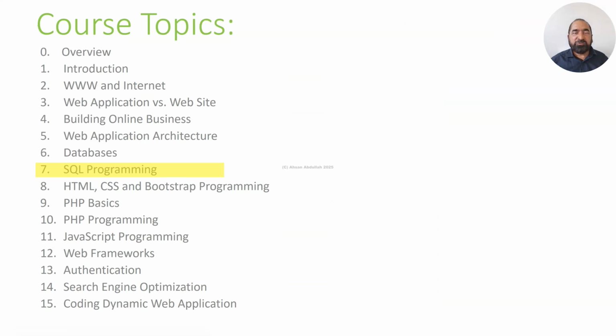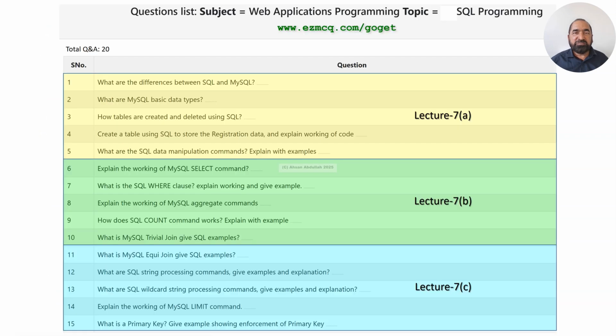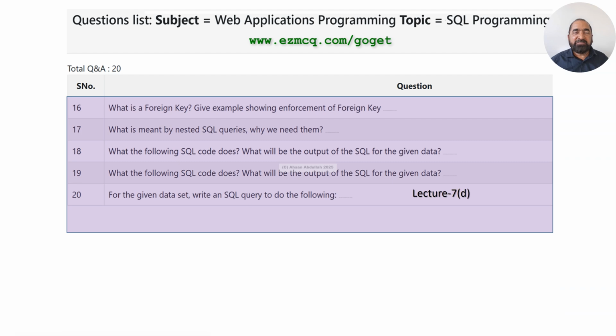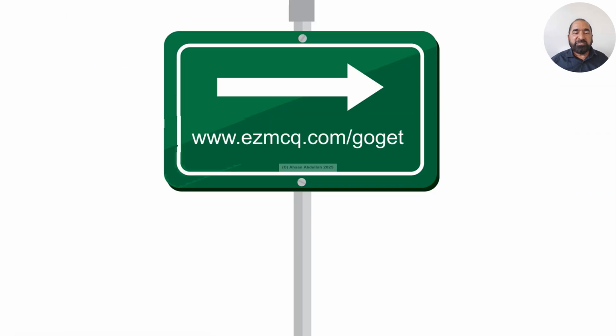So this is the list of topics, and we can see that we are at topic number 7. This topic number 7 has 20 concepts in the form of questions and answers. As the color coding shows, the first 5 are in 7A, the next 5 are in 7B, the next 5 are in 7C, and the last are in 7D. Now we move on to the supplemental website, and there we will look at each of these concepts in the form of questions and answers.